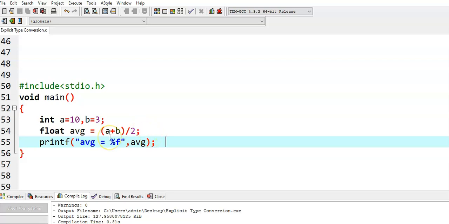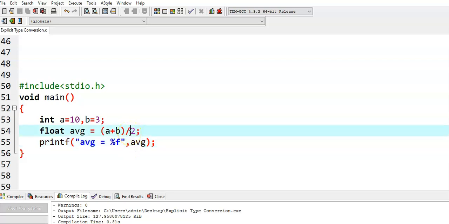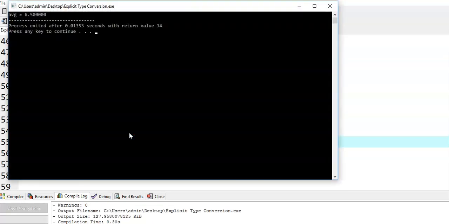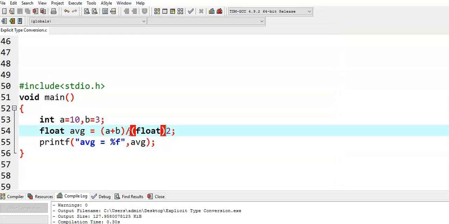Why? Because A, B and 2, all of them are integers. Arithmetic operations on integers always give an integer value. So in order to get the correct value, we need to convert one of those values into floating point type. Let us say I am converting 2 to floating point type, and again running this program, we got output 6.5. In this fashion we can do this.